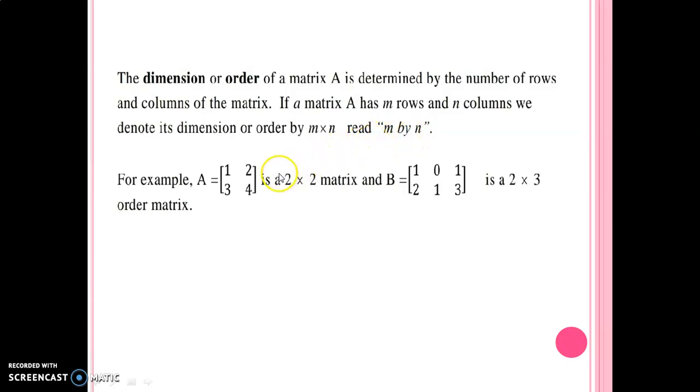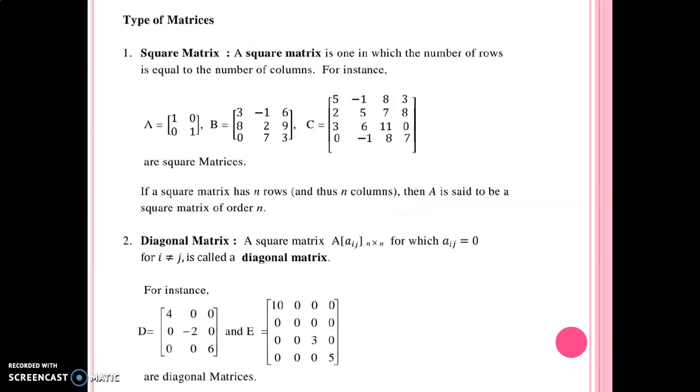For example, here we have a matrix A. It has 2 rows and 2 columns. So, its order is 2 by 2. Similarly, the matrix B has 2 rows and 3 columns, so its order is 2 by 3.